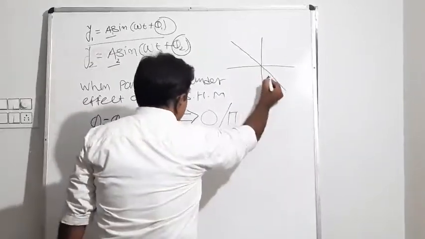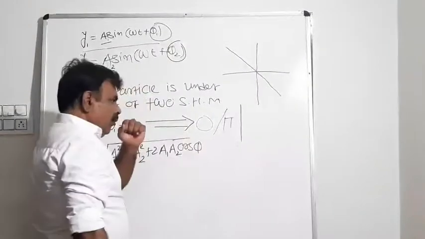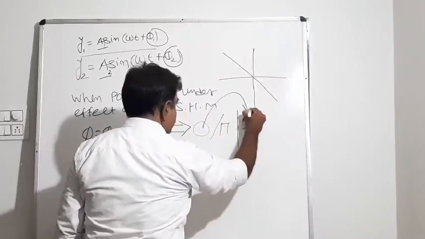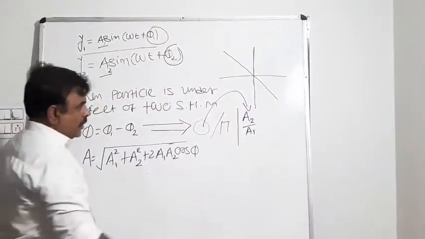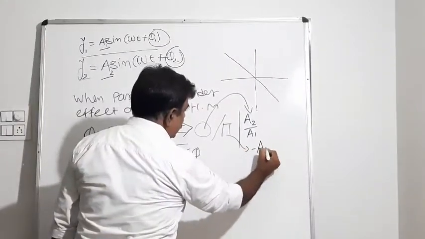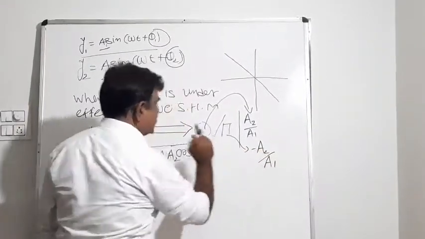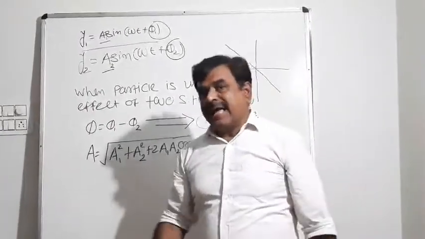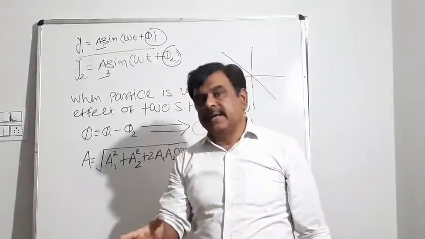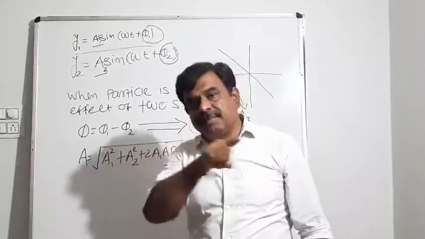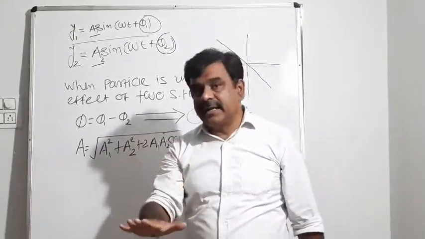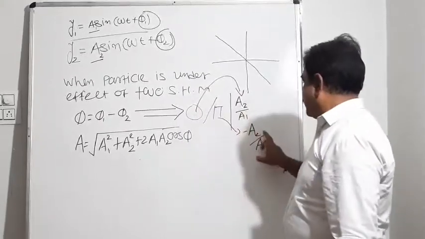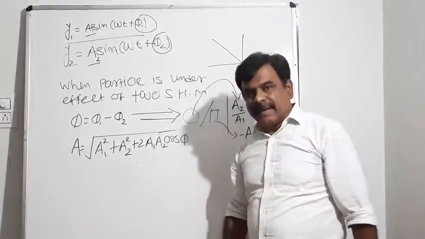And what will be the slope of this? It will be A2 by A1 in this case when the phase difference is 0, or it will be minus A2 by A1 when the phase difference is pi. So when the particle is under the influence of two SHM having phase difference 0 or pi, the resultant trajectory will be a straight line with slope A2 by A1 provided the phase difference is 0, or with slope minus A2 by A1 if the phase difference is pi.